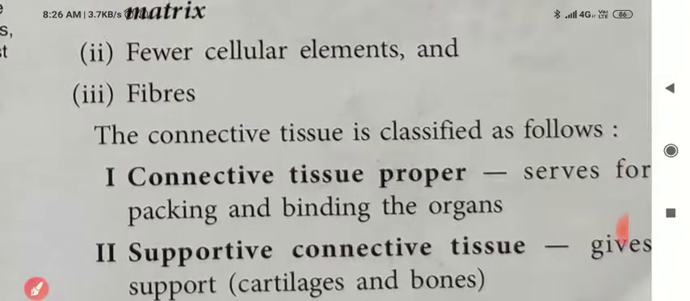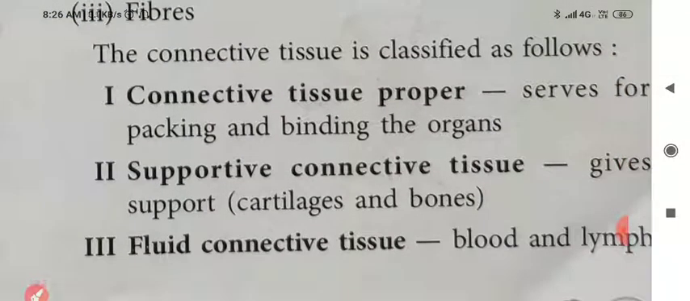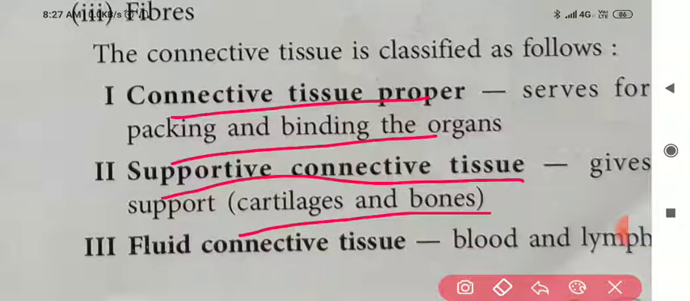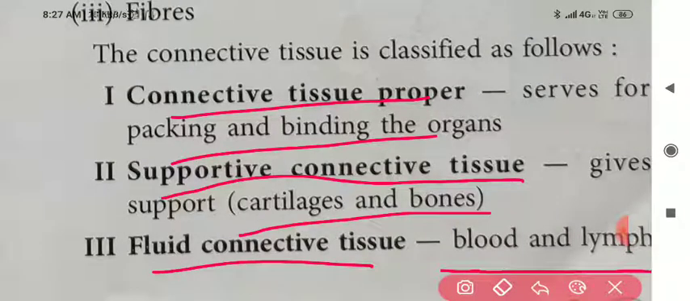Next, you can see that connective tissue is classified as follows. Connective tissue proper serves for packing and binding the organs. Second, supporting connective tissue gives support; cartilage and bones come under it. Next is fluid connective tissue, which consists of blood and lymph.